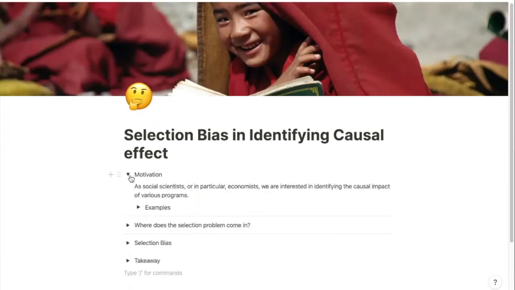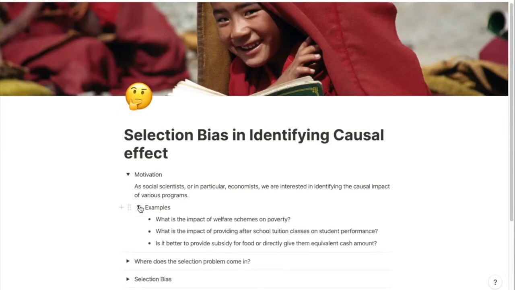So to provide some motivation, as social scientists, or in particular as economists, we are interested in identifying the causal impact of various programs. For example, we are interested in knowing what is the impact of various welfare schemes on poverty, what is the impact of providing after-school tuition classes on the performance of students, or we could also be interested in comparing two alternatives which would require estimating the impact of these two alternatives.